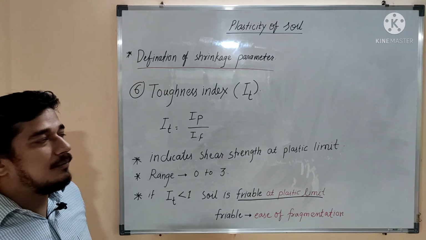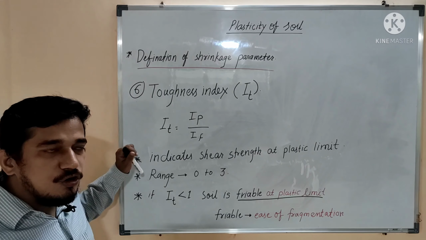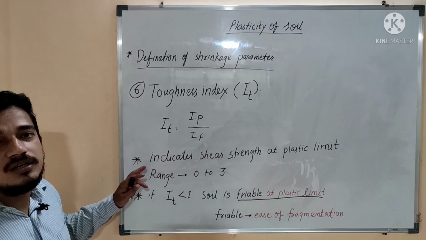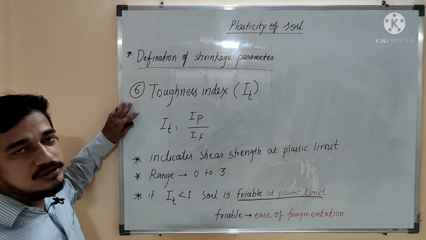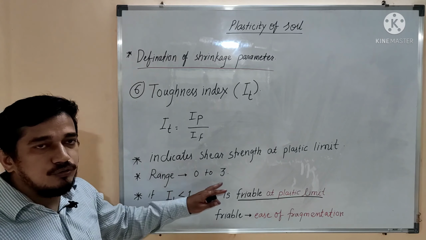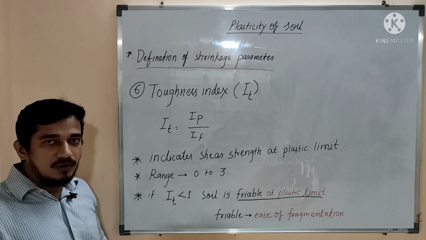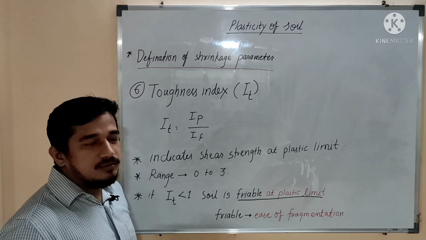The next parameter is toughness index denoted by symbol IT. It is the ratio of plasticity index and flow index. It indicates the shear strength of a soil at a plastic limit. The range of this toughness index is between 0 to 3. When the toughness index is smaller than 1, it indicates that soil is friable at a plastic limit.